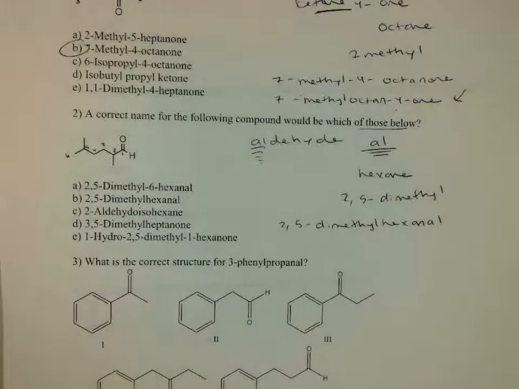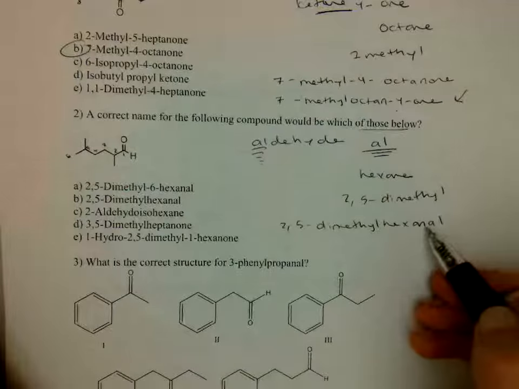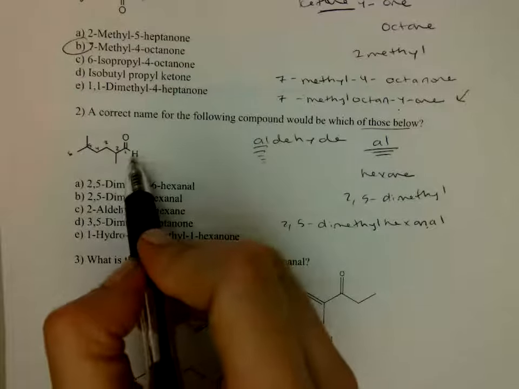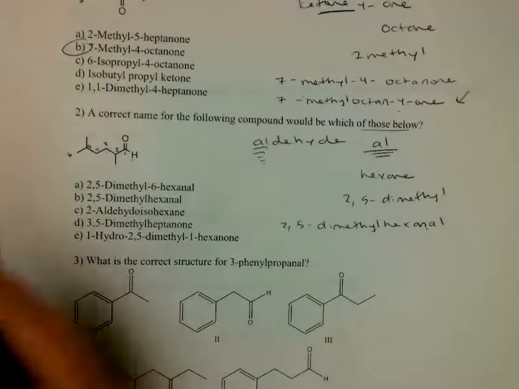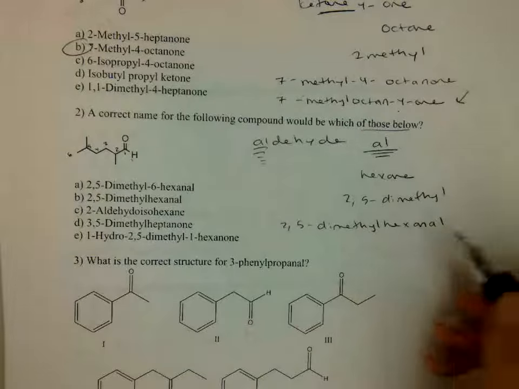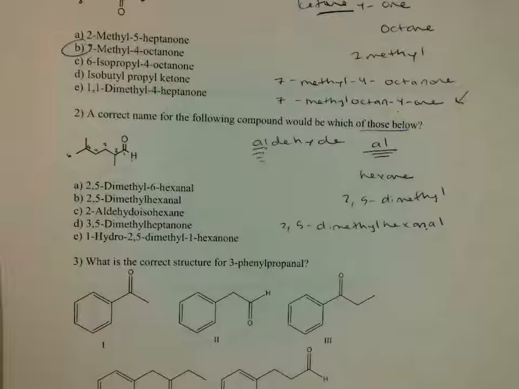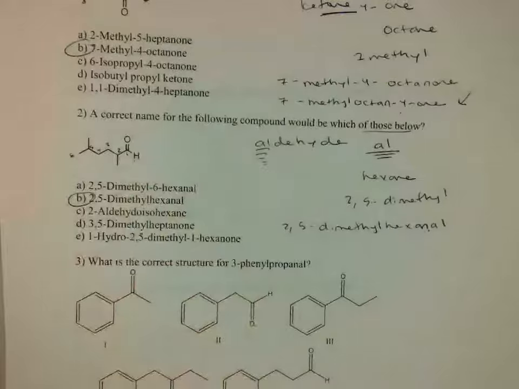hexanal. So I didn't put 1 in front of the "-al" because unless there's something higher priority than aldehyde, it's always going to be carbon 1. And the reason it's always going to be carbon 1 is it has to be at the end because of that H there. If it was in the middle, it'd be a ketone. So you don't usually specify where the aldehyde is unless for some reason it's paired with a higher priority item. That doesn't usually come up. So the right answer should be answer choice B, 2,5-dimethylhexanal.